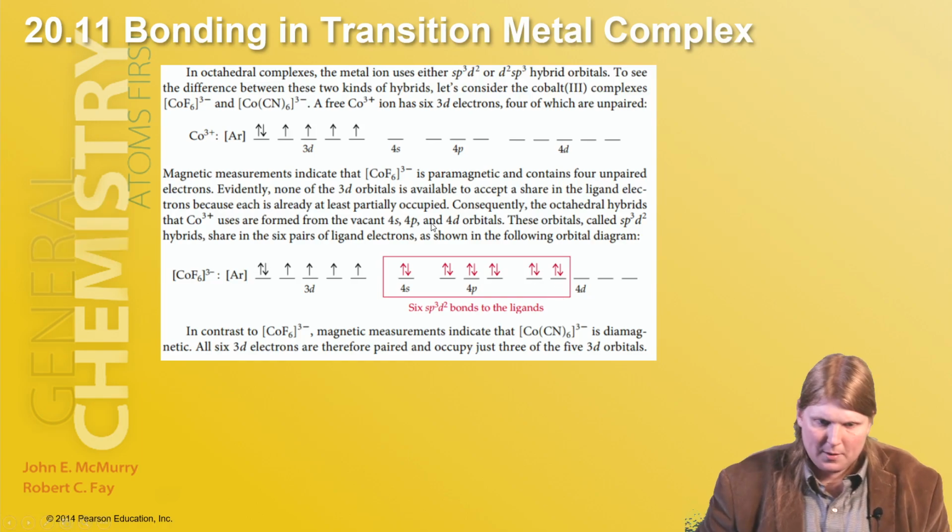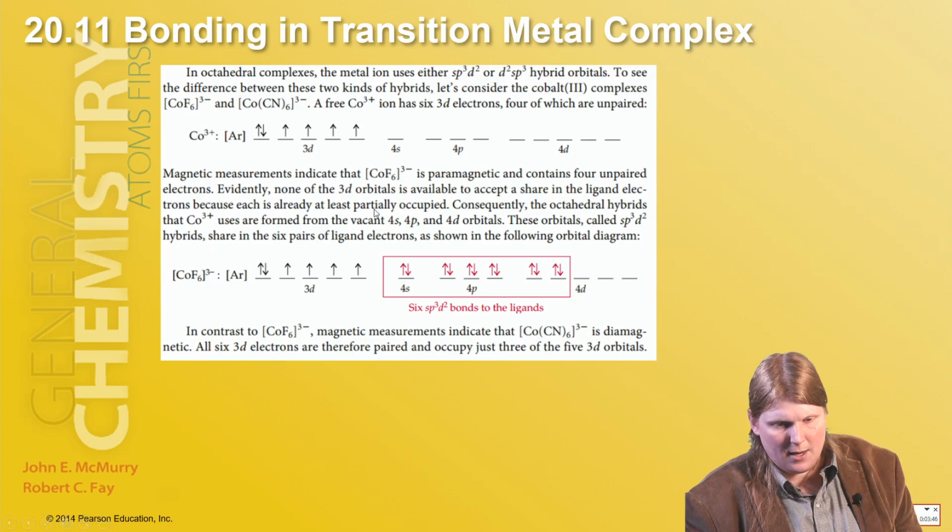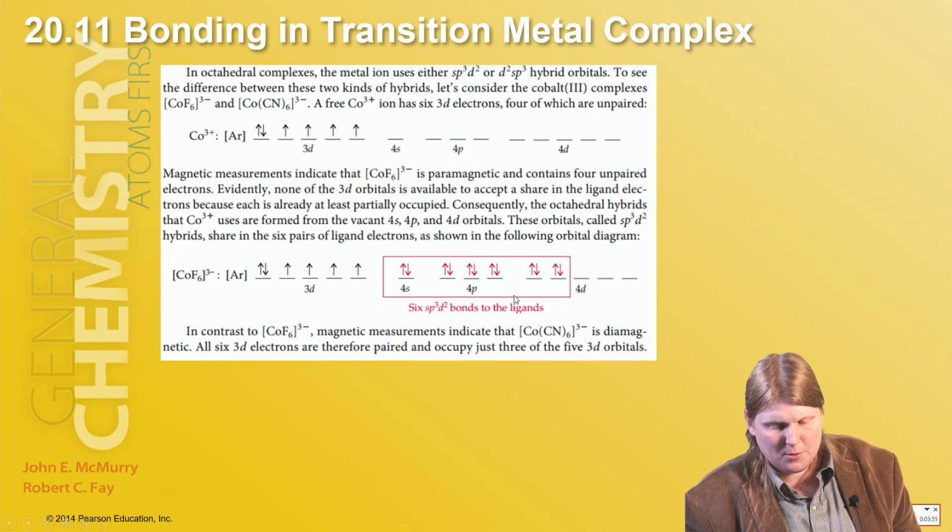But they say experiments show it's paramagnetic and has 4, so that helps us figure out that evidently none of the 3d orbitals are available to share. So they must be using the 4d. Again, I'm not really going to be looking for you to make that distinction per se, but just to be able to know that if you've got a paramagnetic system, they're not paired, and if they're diamagnetic, they're all going to be paired. So this is, again, paramagnetic.